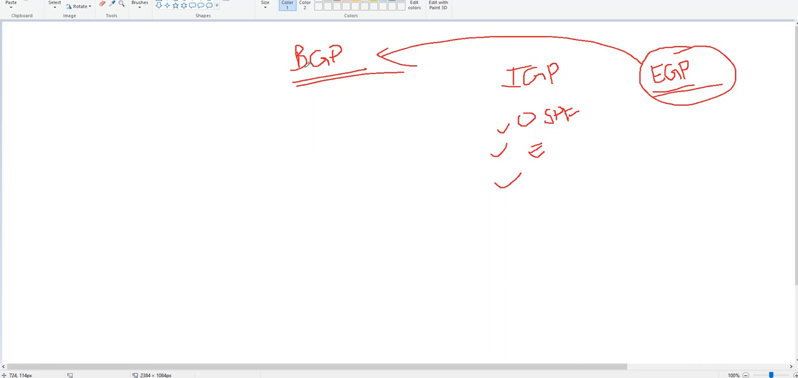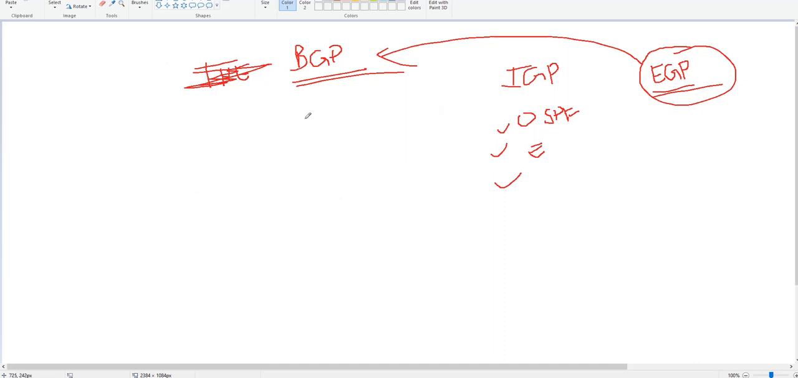So BGP is part of the EGP category. Since it is the only protocol under EGP, we just call it BGP, right? We don't say OSPF or EIGRP individually, since we have many protocols under IGP, not like BGP. I don't want to confuse you guys much on this. If you don't get this, that's fine, no problem.